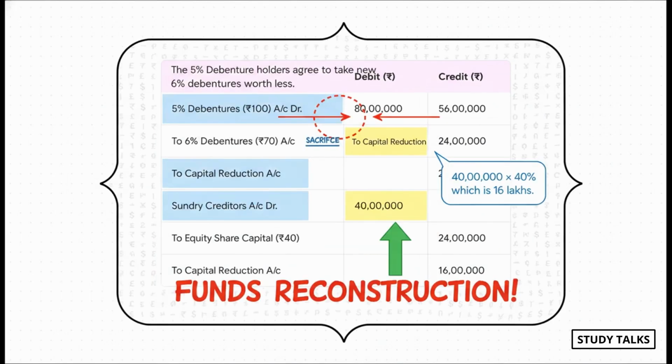Now, let's look at the liabilities. The 5% debenture holders agreed to a new deal that's worth less than what they were owed. That difference, that 24 lakhs they gave up, you guessed it, straight to the credit of our magic pot, the capital reduction account. Same thing with a creditor who waives 16 lakhs of his claim. That sacrifice also gets credited. You see the pattern here, right? Any sacrifice made by anyone, shareholders or creditors, is a contribution to this reconstruction fund we're building.